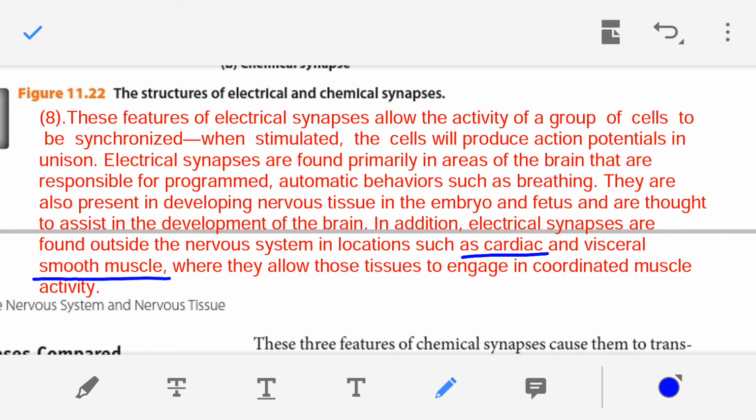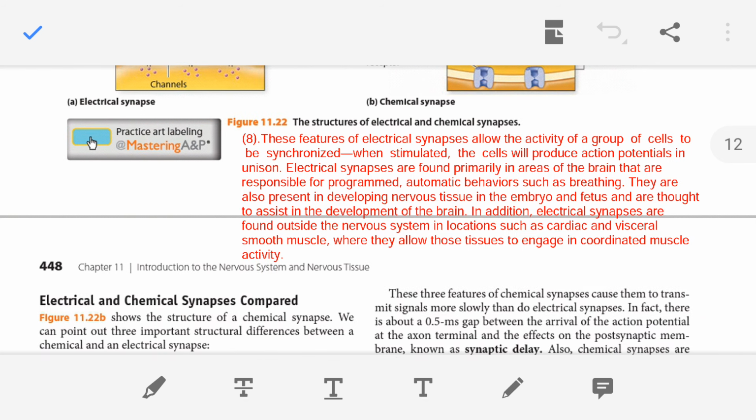And as they are present in all these tissues and organs, they allow these tissues to engage in coordinated muscle activity. When we say coordinated muscle activity, in case of the heart it is the beating of the heart, and for visceral smooth muscle, it means the process of swallowing, then the peristalsis process. In that process also these electrical synapses are involved, they are playing a role, they are propagating the nerve impulse.